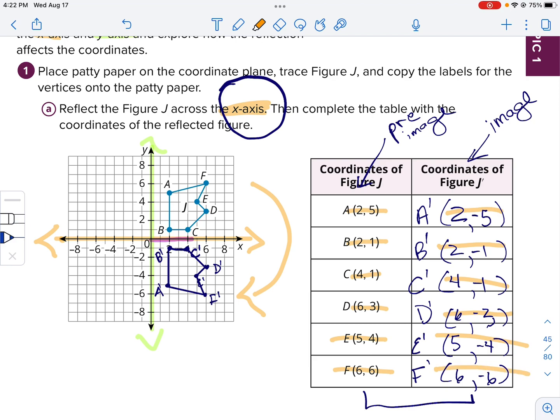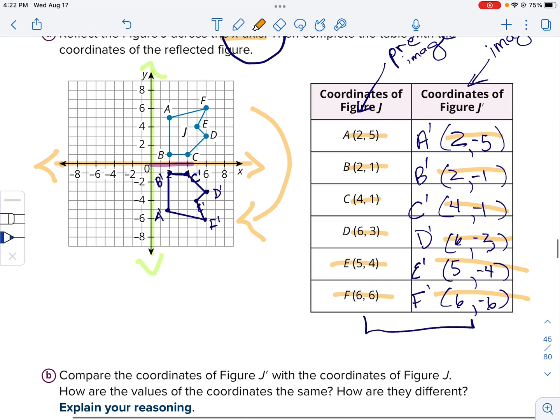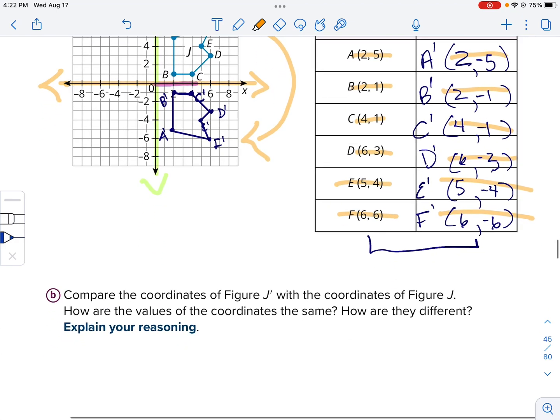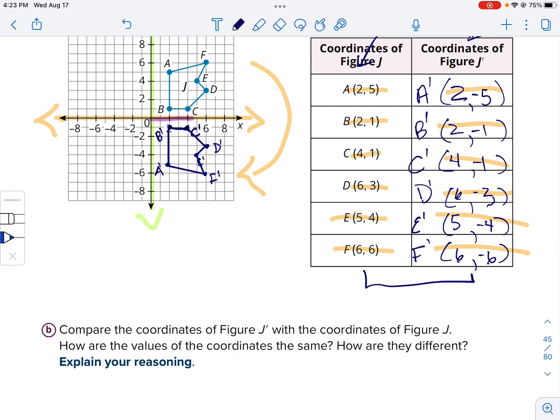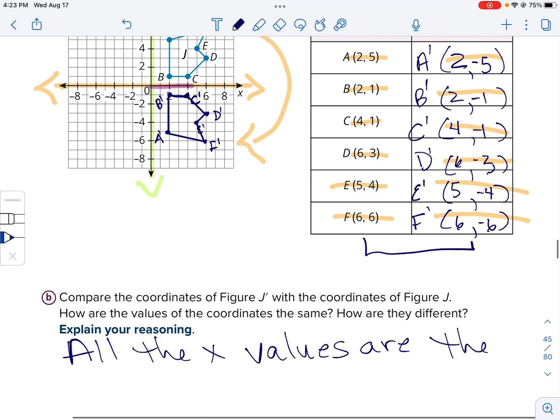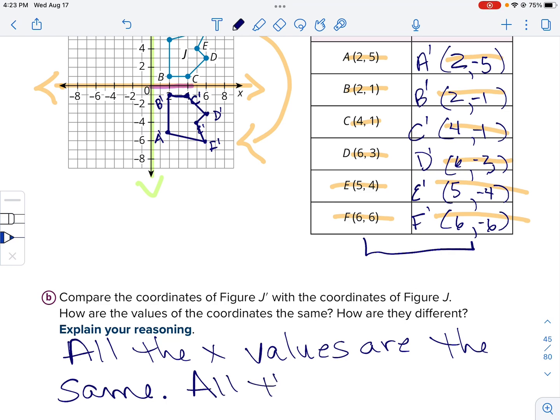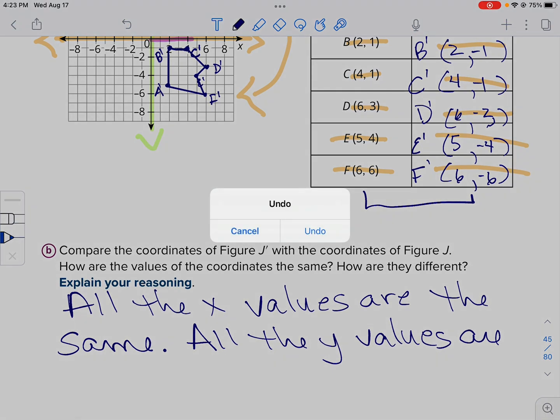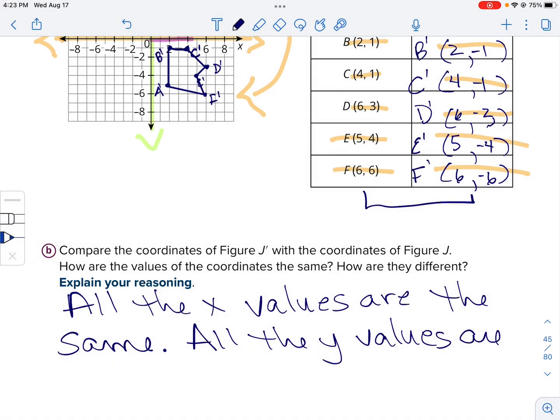6, 6, 6, -6. Now, if you notice all of the things that we have, how are they the same? Well, if I look at it, all the x values are the same. All the y values are the opposite.